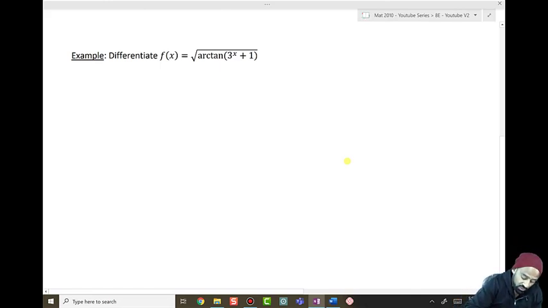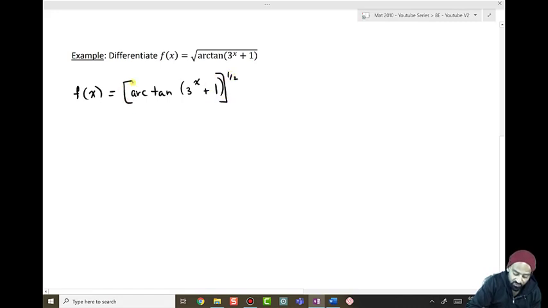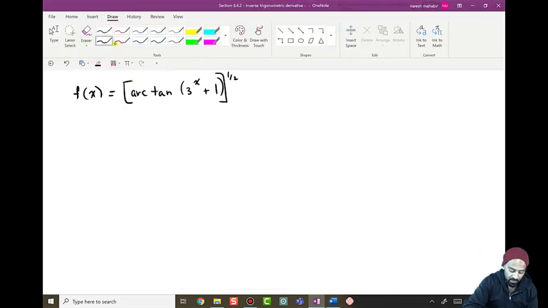First things first, I'm going to rewrite this as arc tan of 3 to the x plus 1, all to the 1/2 power. This is not a derivative. This is just me rewriting it. Remember, sometimes you need to clean stuff up. Now we are going to take our derivatives and hope to goodness we do not screw it up.